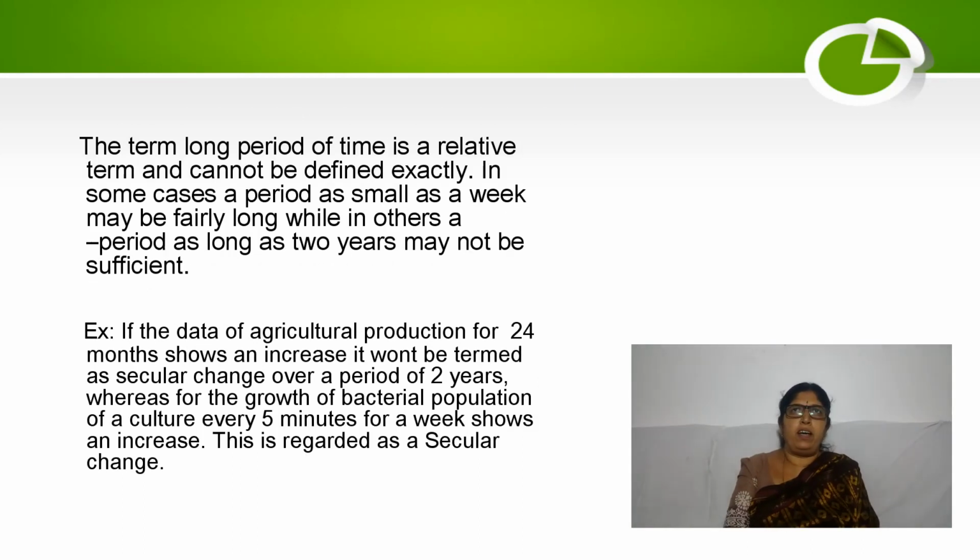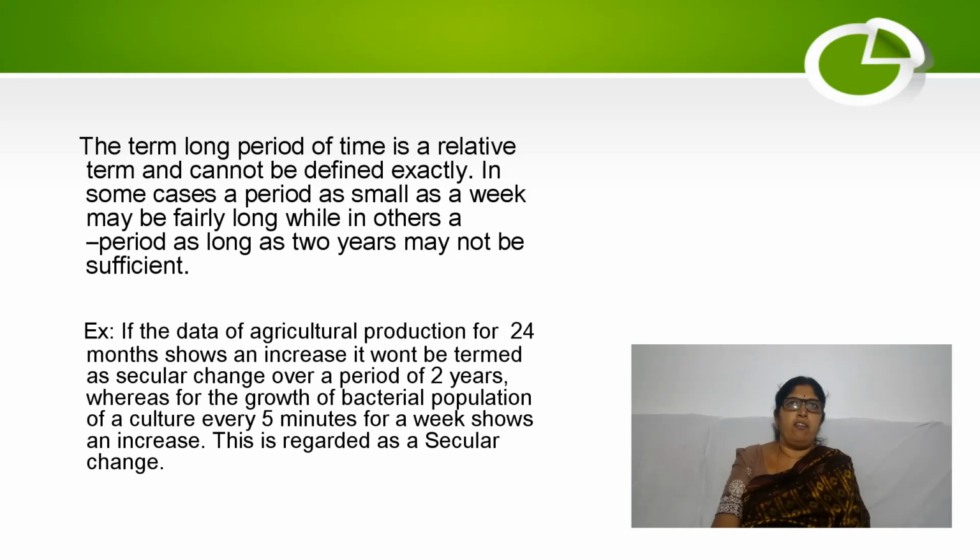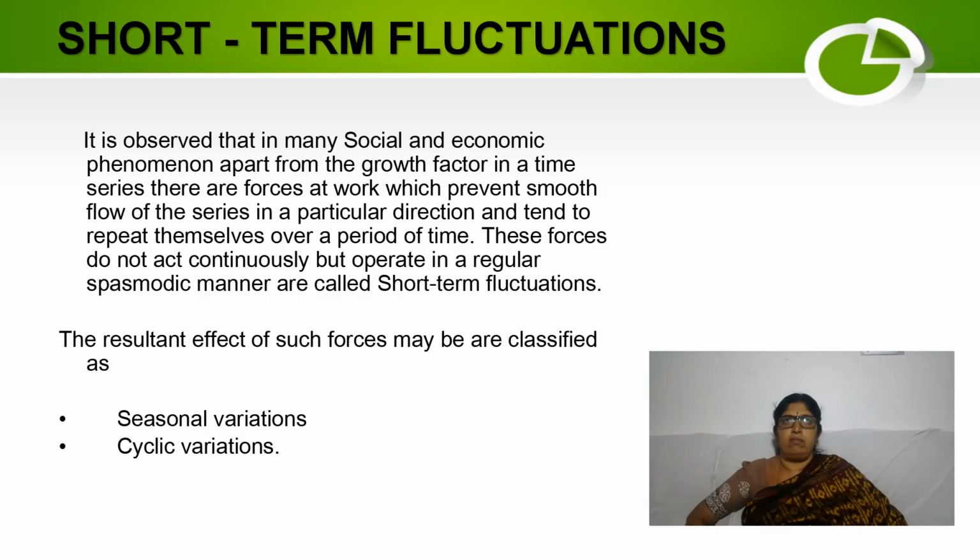The term long period of time is a relative term and cannot be defined exactly. In some cases, a period as small as a week may be fairly long, while in others, a period as long as 2 years may not be sufficient. Example, if the data of agricultural production for 24 months shows an increase, it won't be termed as secular change over a period of 2 years. Whereas the growth of a bacterial population of a culture, every 5 minutes for a week, showing an increase is regarded as a secular change.